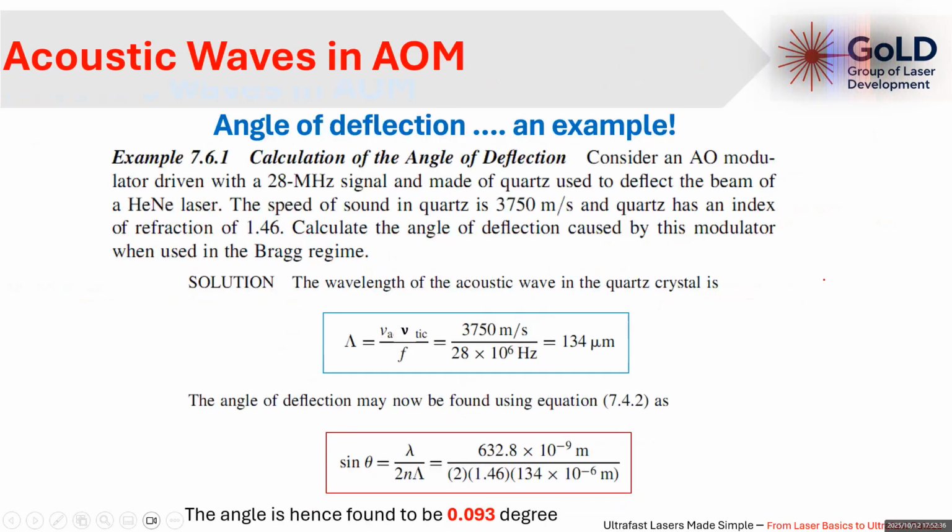This is an acoustic wave in AM, one of the problems. Okay, so how to find out the angle of deflection. Some of the parameters are given. An AM modulator driven by 28 megahertz, this is the RF, and quartz is used to deflect the beam of a helium neon laser. We're using this modulator for the helium neon laser.